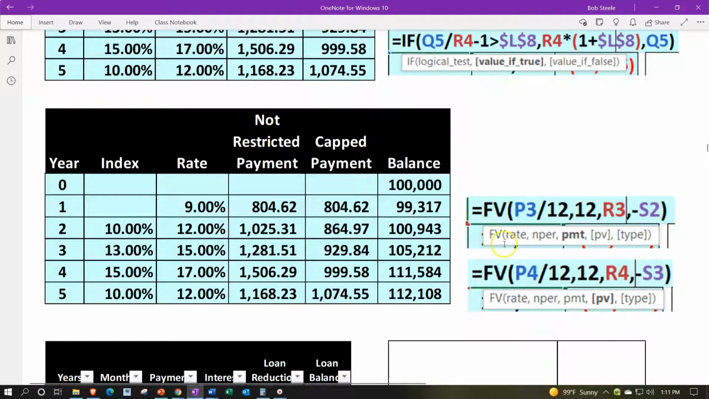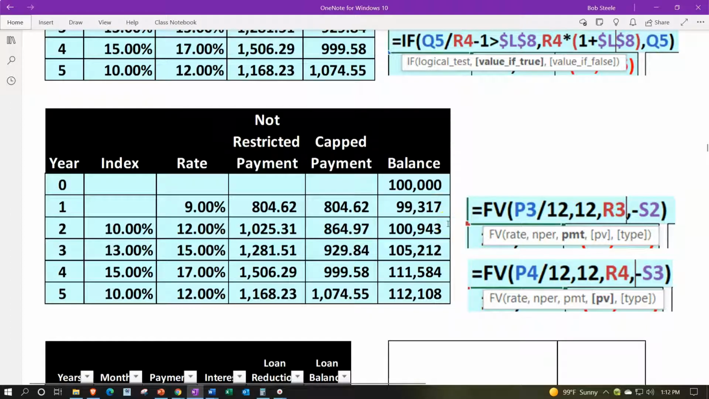Future value brackets. We're going to take the rate. The rate is going to be that 9%. That's a yearly rate divided by 12, comma, number of periods. The number of periods is just going to be 12 months, because we're going 12 months from the prior balance. And then we'll say comma, and then we'll take the payment, which we calculated here to be the 804.62, and then we'll say comma, present value needs to be negative, and that would be in this case the 100,000, and that should give us the amount of the 99,317.